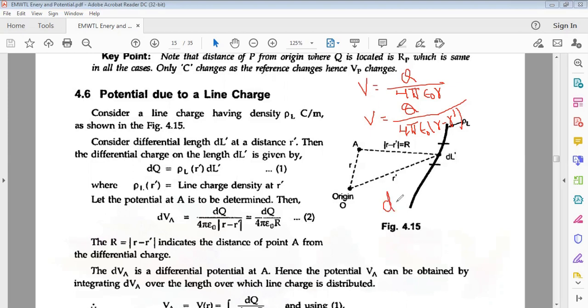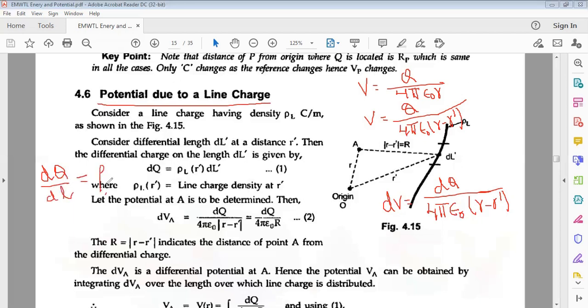dV is equal to the same equation. Now I'm writing dV is equal to the change of charge dq by 4 pi epsilon naught into R minus R dash. So what is dq? For the potential due to the line charge, we already know the change of charge with respect to the length dl is the charge density rho L. So dq is equal to rho L into dl.